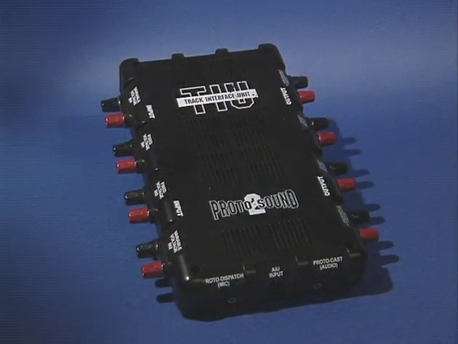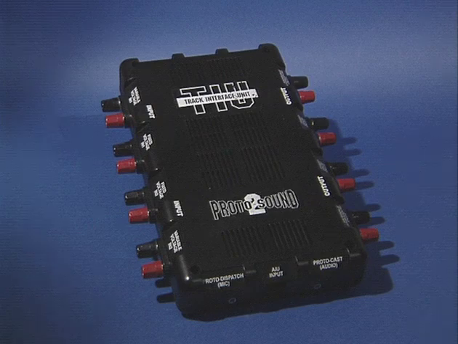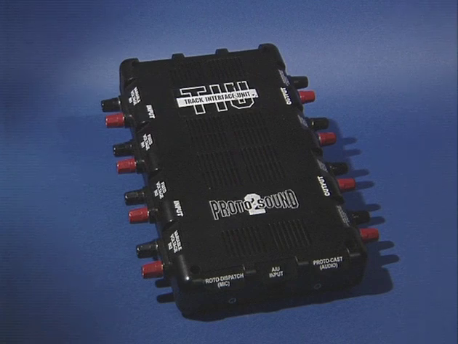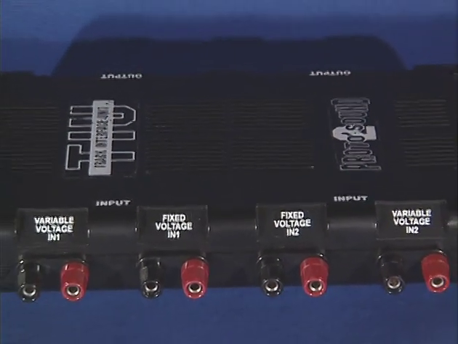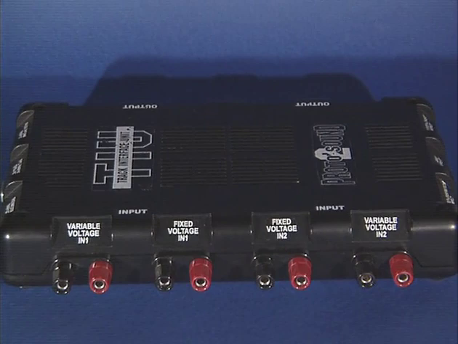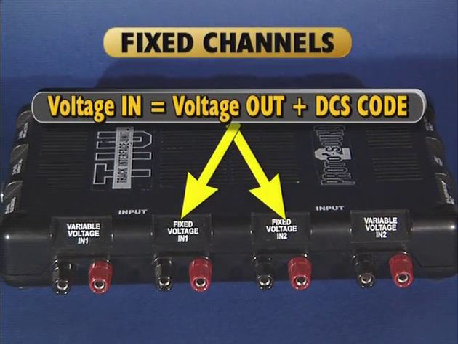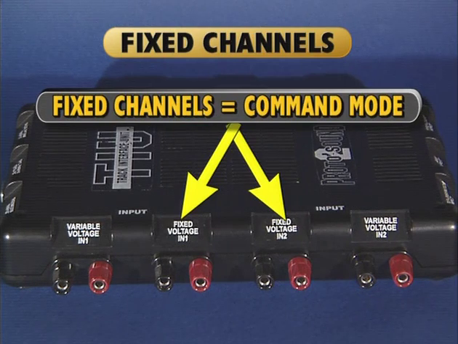This is the Track Interface Unit, or TIU. This is the device that puts the DCS signal on the tracks. The TIU has 4 separate channels in it, 2 fixed voltage channels and 2 variable voltage channels. On the fixed channel, the power that goes into the channel is the same as the power that comes out to power the track, with the DCS code added to it. The fixed channels should be used for command mode operation.